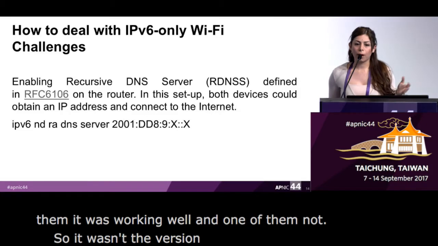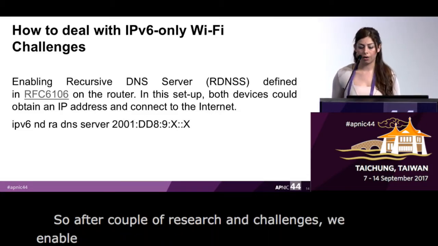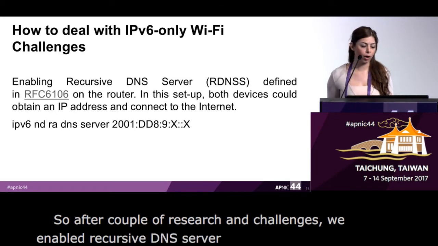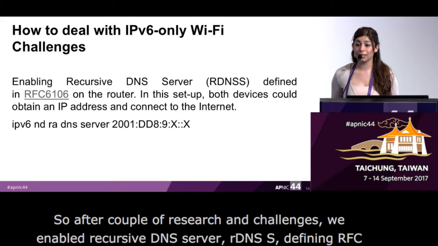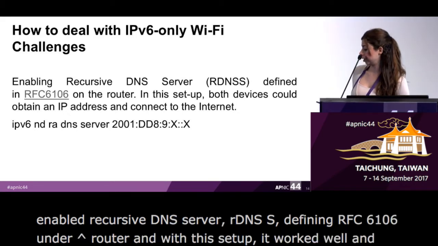After a couple of rounds of research and challenges, we enabled the recursive DNS server option, RDNSS, defined in RFC 6106, on the router. And with this setup, it worked well. And this is an example of the configuration.